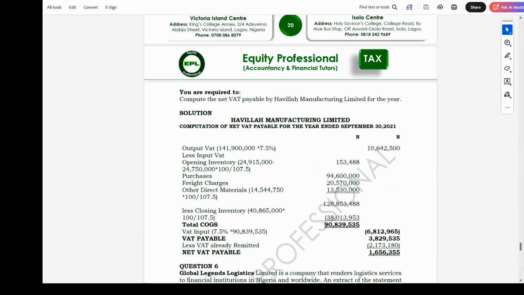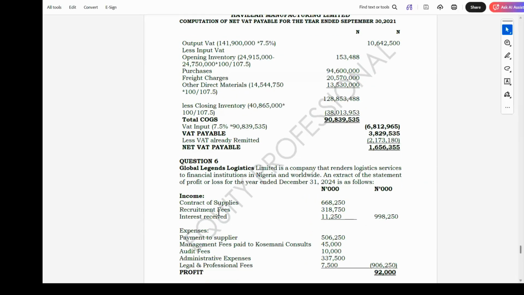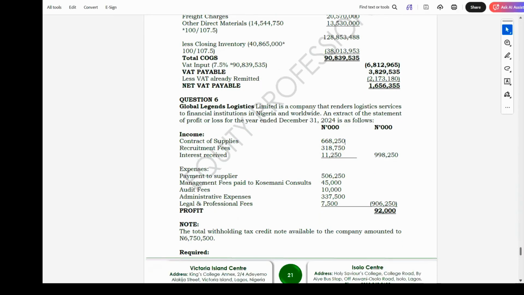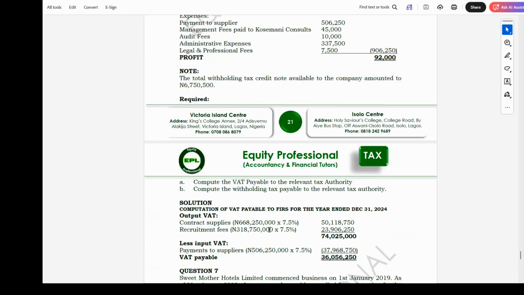After that, we have the next one: a recruitment fee. It's also an income to the company, which they will also add VAT to. So it's also an added value. Recruitment fee, 318,750, will also be subject to VAT.